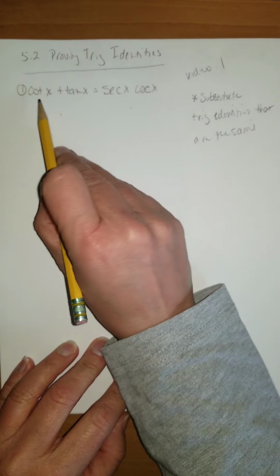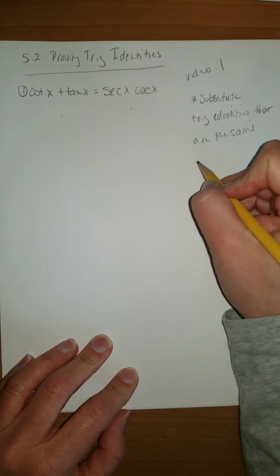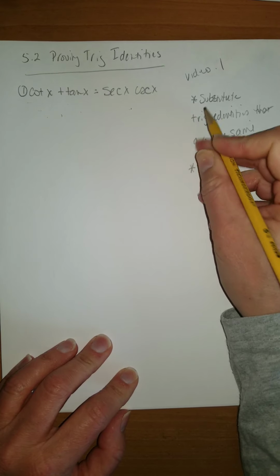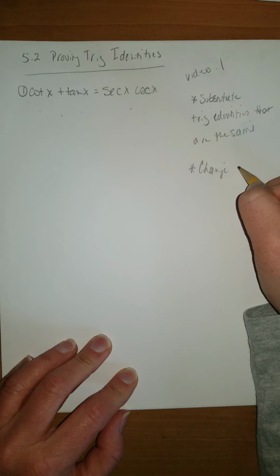So first thing I'm going to do here, I'm going to change the left to the right. Most of these, you guys are going to change the left to the right. So first, a big thing, not only substituting, this kind of goes with the identities, we could change everything to sine and cosine.